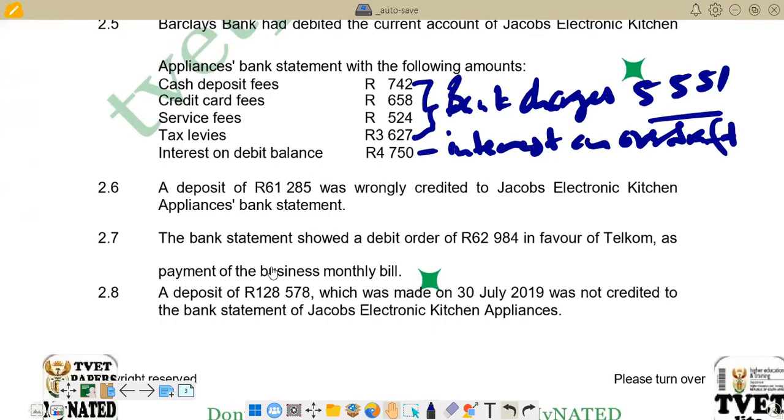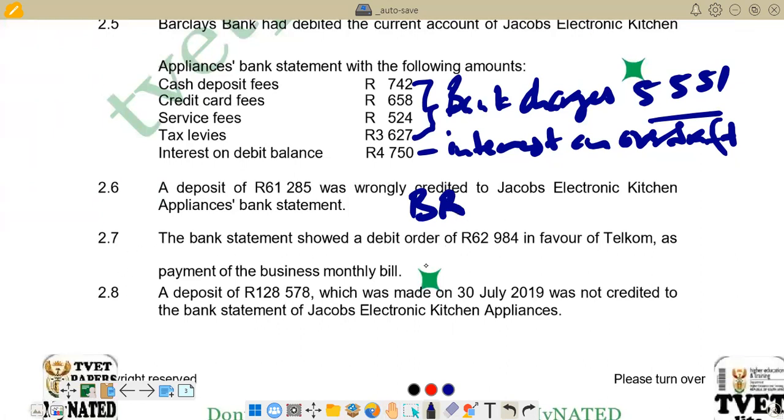Now, whenever an error is in the bank statement, it's not going to affect the cash book, because already this deposit was recorded and it was not supposed to be recorded there. It was a deposit maybe of another business. So we need to correct it in the bank reconciliation. So we'll see it when we are now in the bank reconciliation. So this one is also bank reconciliation. Then we go to the next one.